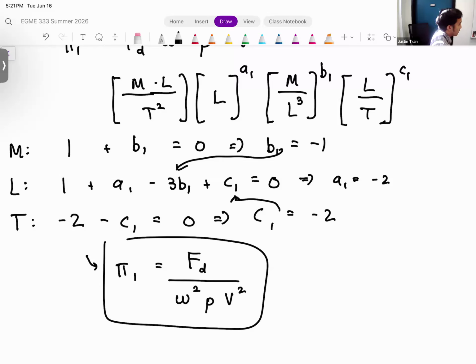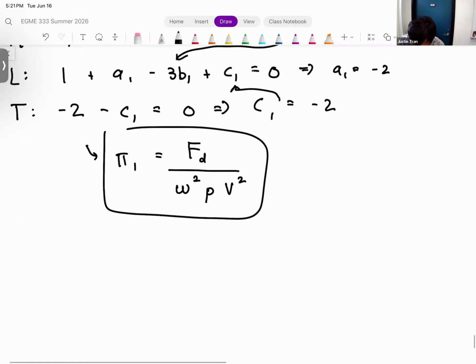All right, any questions on how we got that pi term there? Okay. All right, so that's the first pi term. That one is unique from the previous one.